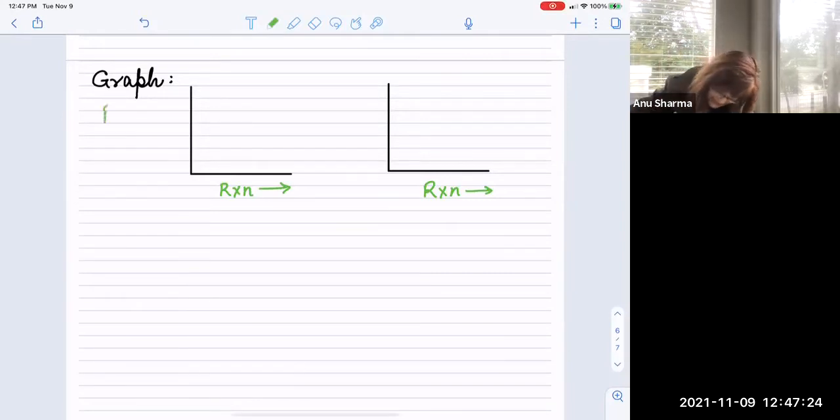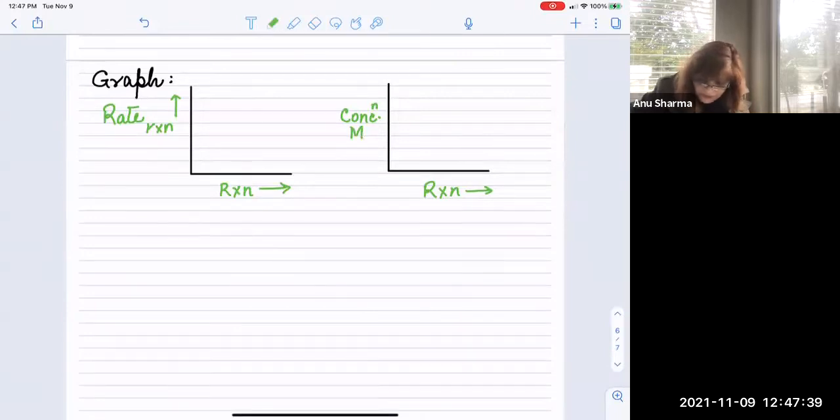So here is the rate of reaction, which means the speed of reaction this way. And here is the concentration, CONCN. Concentration is what? Molarity. Molarity is what? Moles per liter. Okay, so that's the thing. So how do you show this?